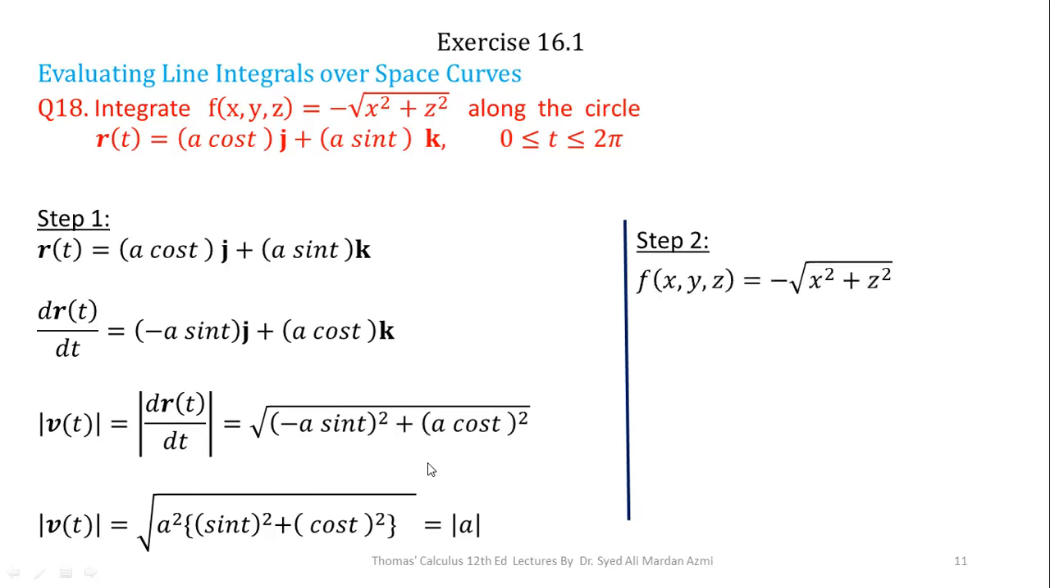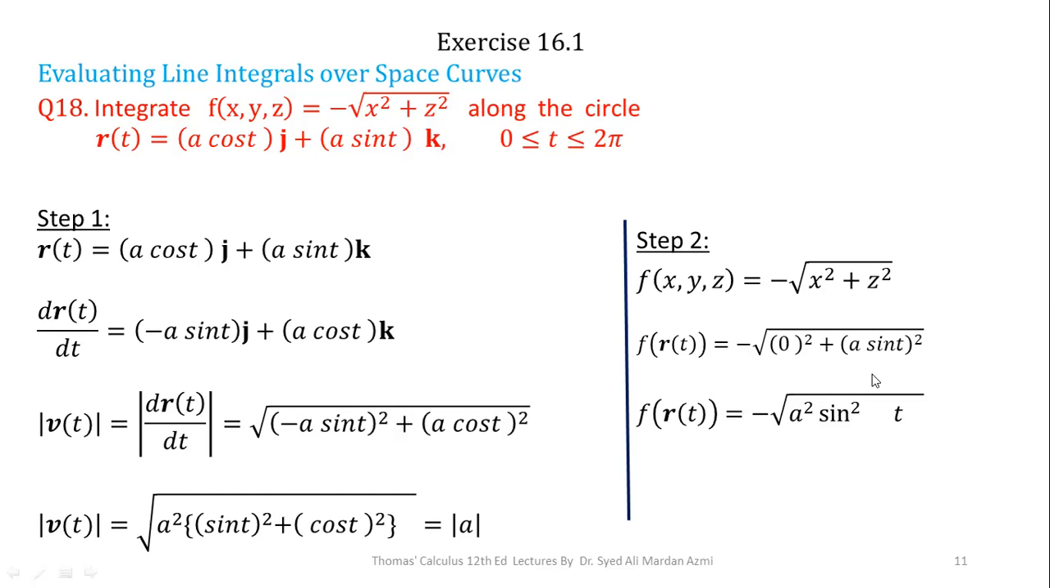Step number 2, we will convert our function in the form of t. Please note that in r of t, we don't have the coefficient of I. It means the value of x is 0. The value of y is a cos of t, and the value of z is a sin of t. So substituting the values, x equal to 0 and z is equal to a sin of t. From here, we got minus a square sin square of t, and in the end, after applying the square root, we got minus mod of a sin of t. So step number 2 is completed here.